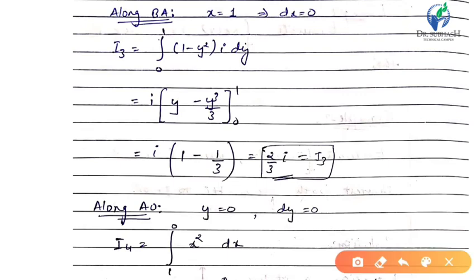Along BA, I have said it is a vertical line, so x equal to 1. If x equal to 1, then dx will be equal to 0. I will put this value in the function. So I get 1 minus y square, and in place of dz, I am taking dx equal to 0, so only i dy will be left. For the limit, I will just take the starting point and ending point of y, so it will be 0 to 1.